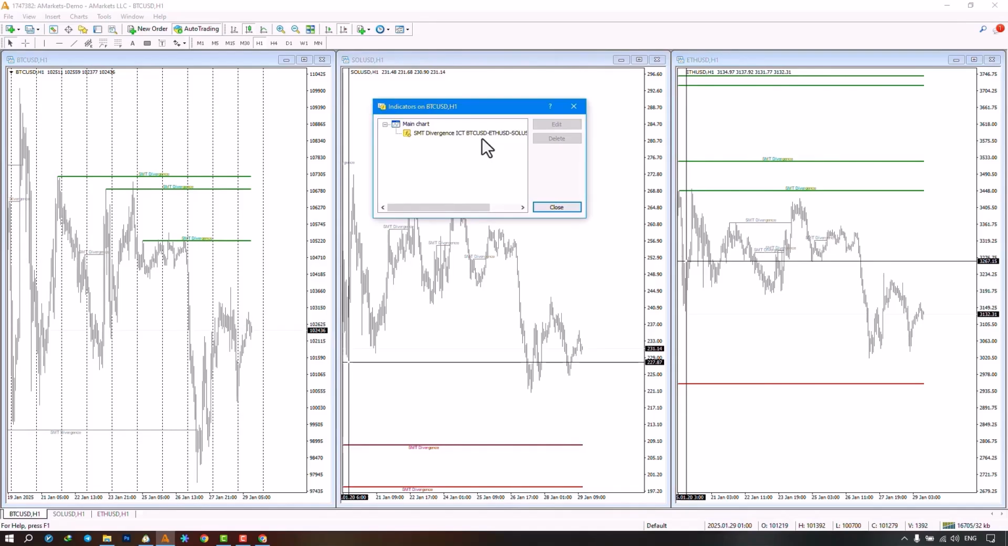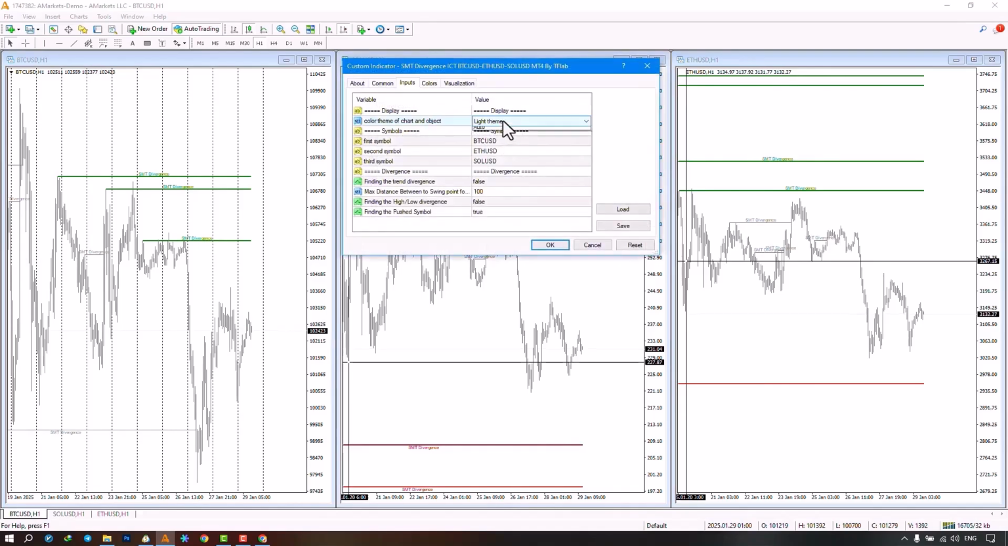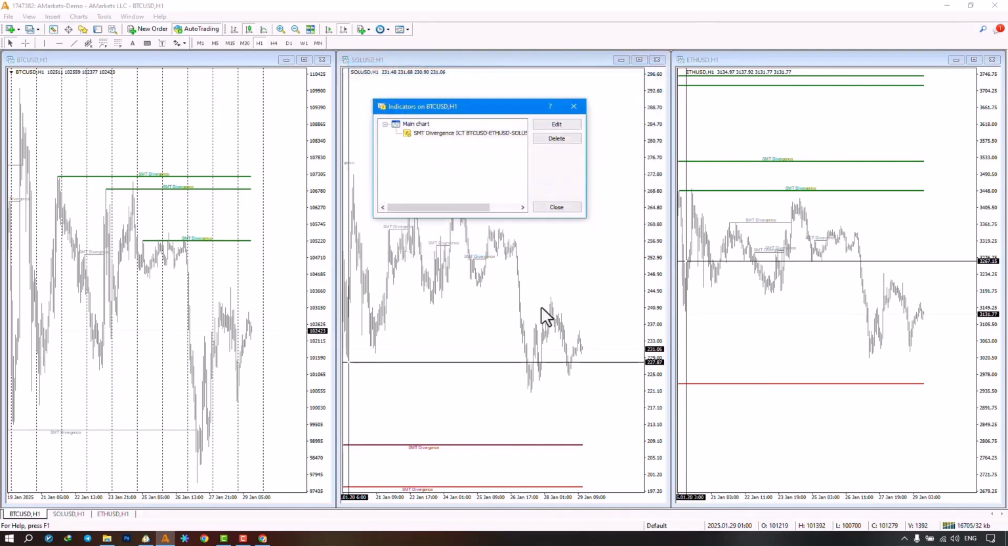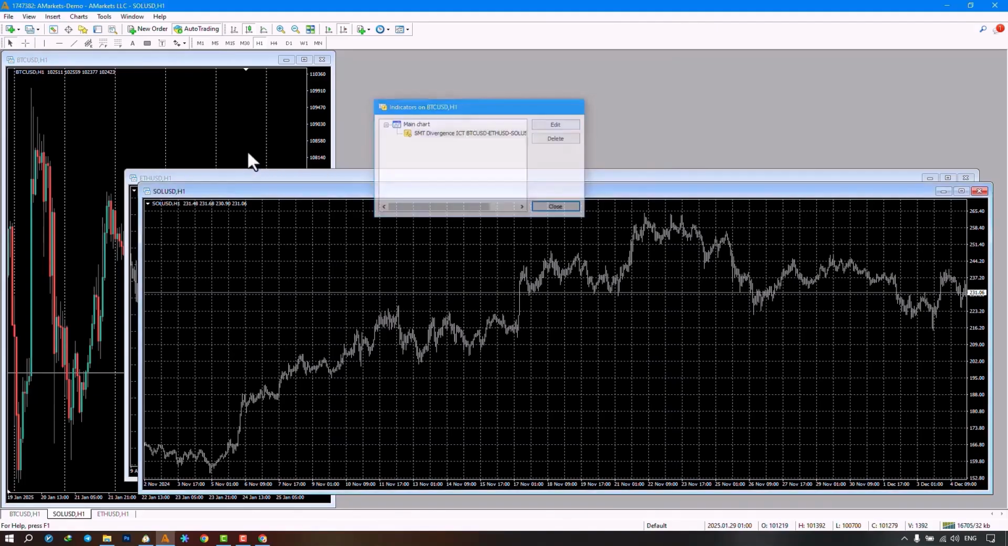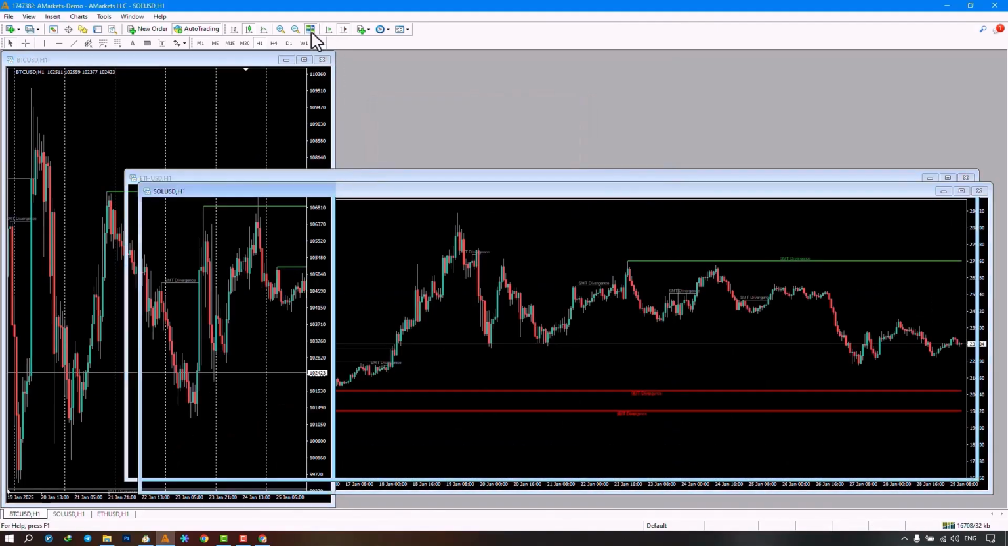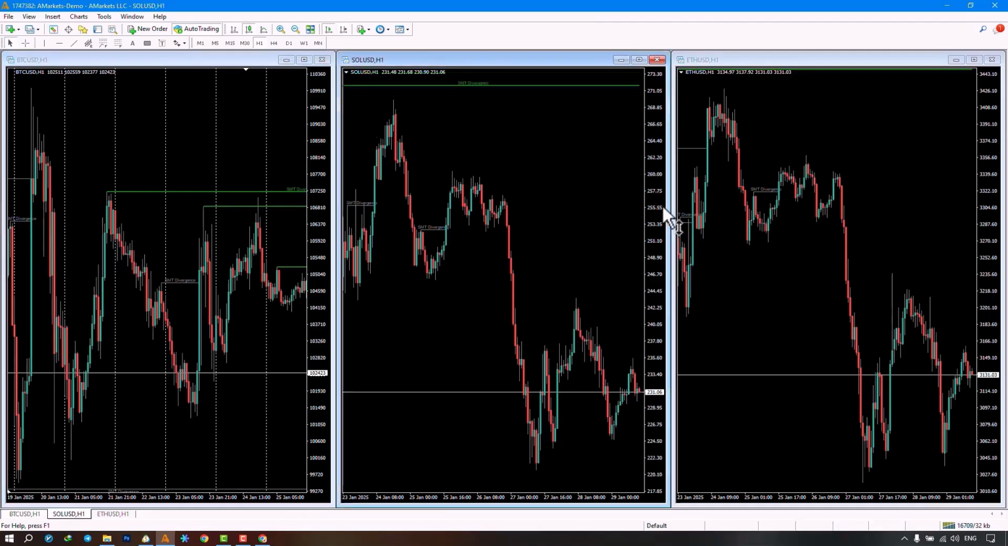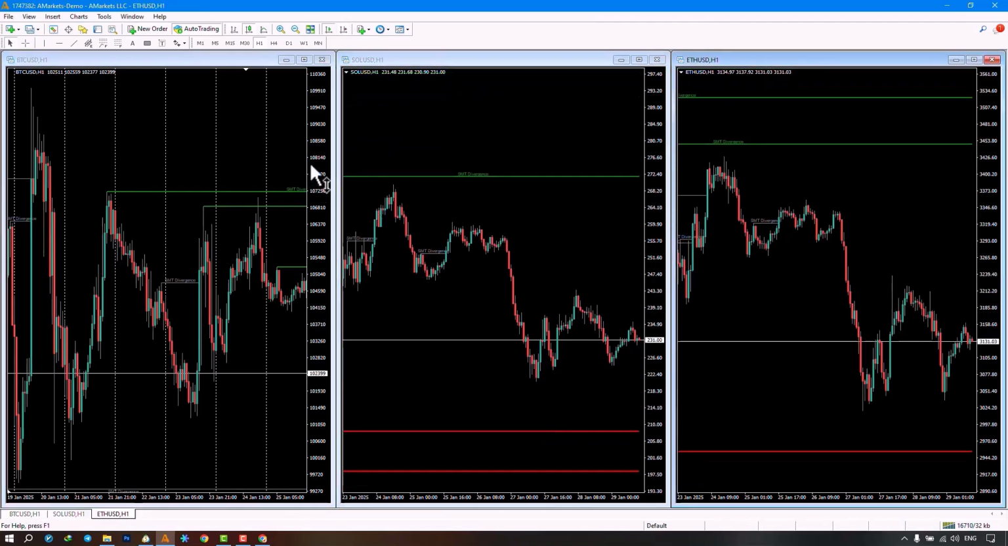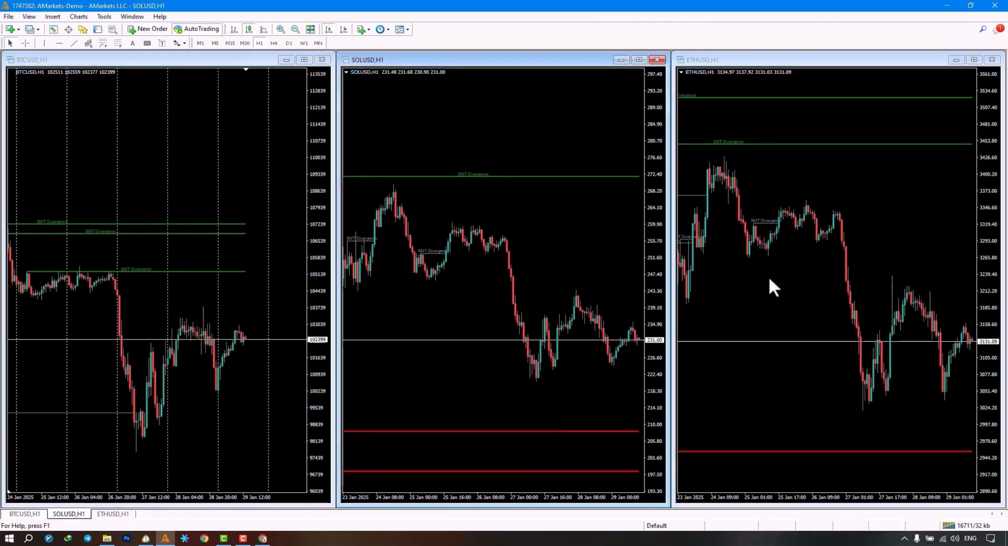Here I'm selecting the dark template, and then I'll hit Confirm. Here, the dark template has been applied, giving us a dark theme for the chart.